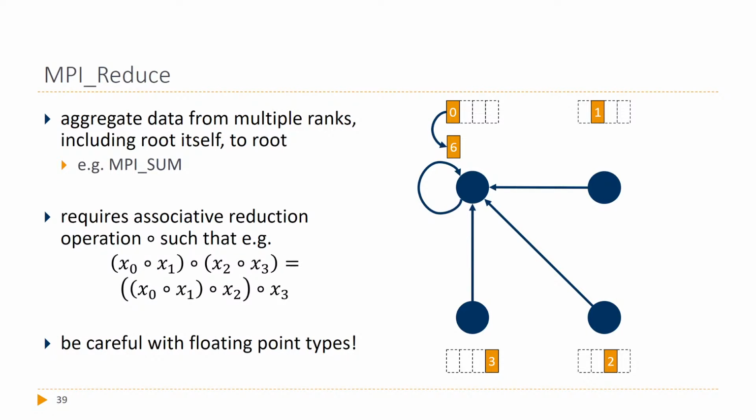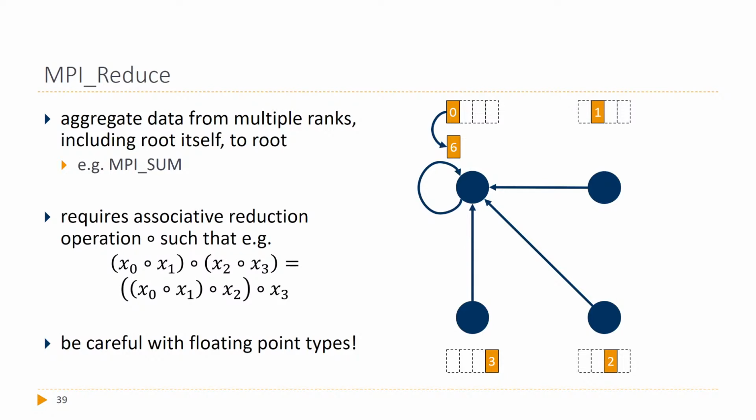A few more operations that are collectives, in this case aggregations. So we have MPI reduce, which allows you to aggregate data. For example, you could do a sum operation and simply sum up all the values. In this case, we have different values, 0, 1, 2, and 3 stored on 4 ranks, and after an MPI reduce with the MPI sum operation, big surprise, the root rank is going to have the number 6 as the result. Important here is that this requires a reduction operation that is associative.